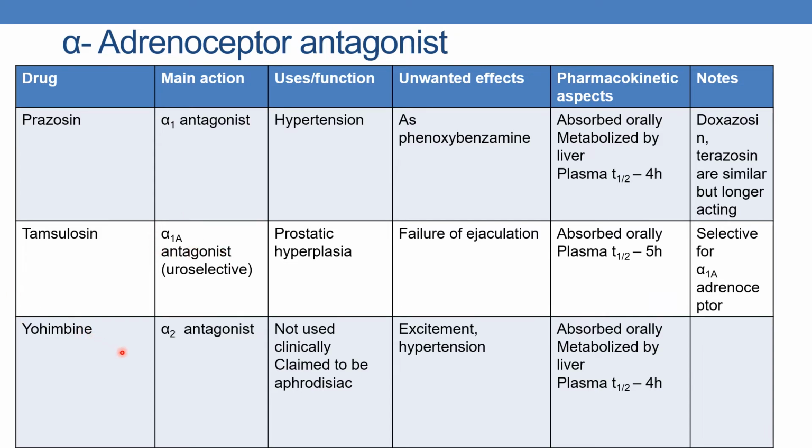The next is yohimbine. It is an alpha 2 antagonist. It is not used clinically, but is claimed to be an aphrodisiac. Unwanted effects are excitement and hypertension. Absorbed orally, metabolized by liver. Plasma half-life is 4 hours. Yohimbine is an alpha 2 antagonist, tamsulosin is an alpha 1A antagonist and prazosin is an alpha 1 antagonist.